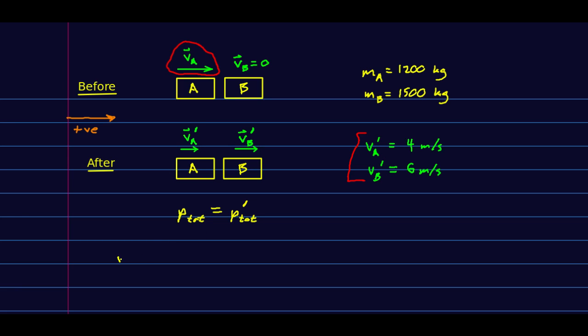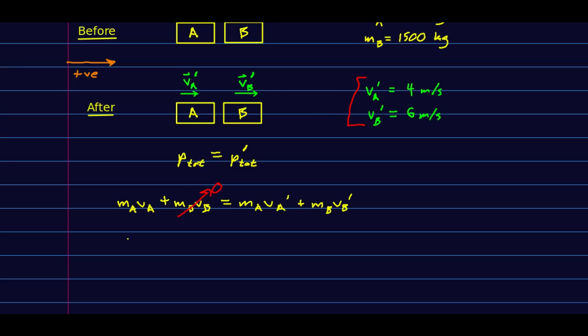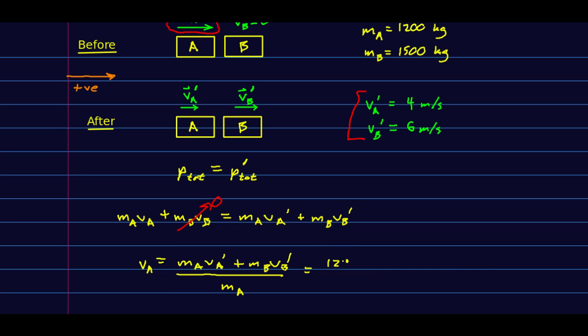So let's just write all that out. MA VA, there is the momentum of car A before the collision, plus MB VB, there's the momentum of car B before the collision, is MA VA prime plus MB VB prime. This is the total momentum before equaling the total momentum after. And I have the nice simplification here that VB is 0. And so I just have that VA, which is the thing we're looking for, is just going to be MA VA prime plus MB VB prime all over MA. And so that's pretty easy to plug in.